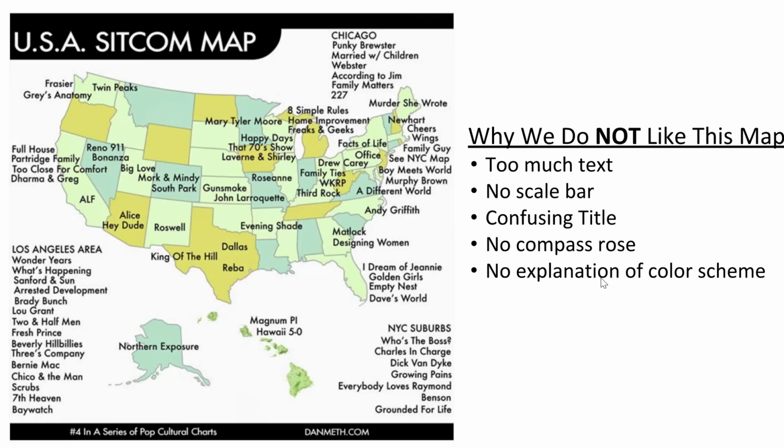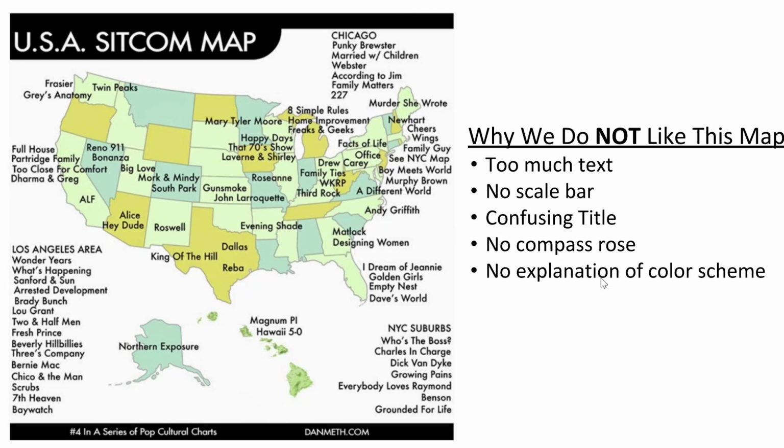So this map here, USA sitcom map. First off, it has way too much text on this map. I'm a little overwhelmed and I'm not sure what all of this text means. There's no scale bar on this map. It's a pretty confusing title. Is this places where the shows took place? Is this where they were filmed? Is this where the main character is from?